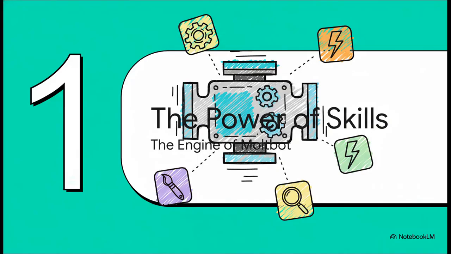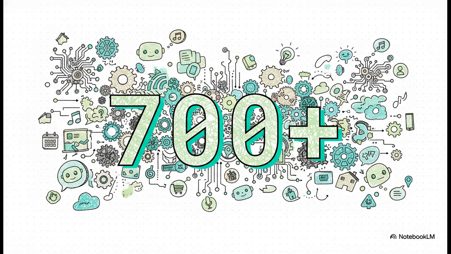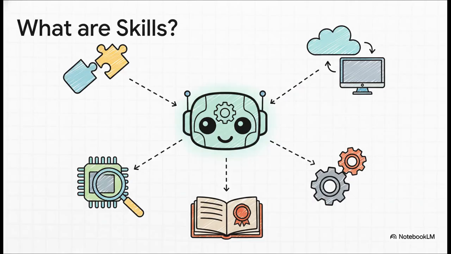The secret sauce, the thing that makes it all possible, is this core concept they call skills. The best way to think about skills is that they're the engine of Moltbot. They're kind of like apps for your AI, where each one gives it a brand new superpower. And we're not just talking about a handful of features here. The community around this has built an absolutely massive ecosystem. Right now, today, there are over 700 unique skills that you can just plug right into your assistant. That's a lot. So, what exactly are these skills?